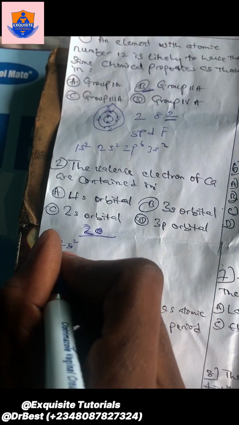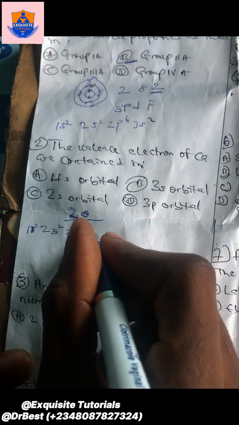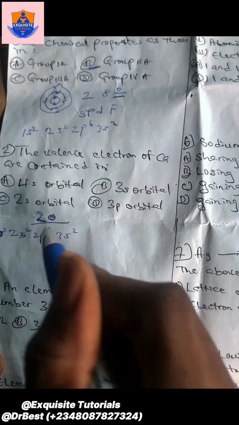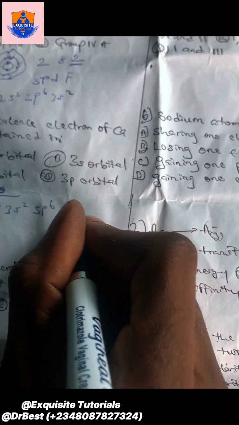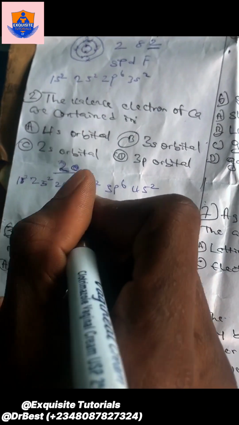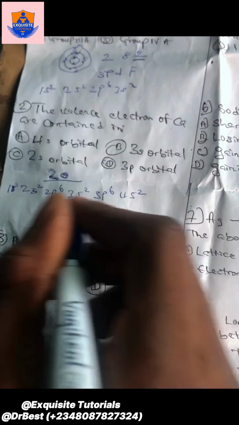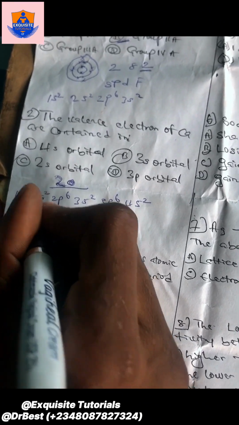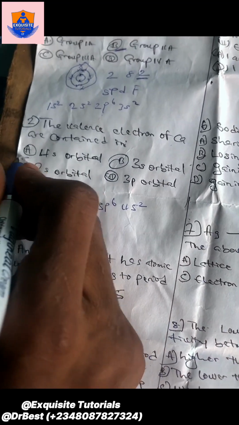So you are going to have 1s2, 2s2, 2p6, 3s2, 3p6, 4s2. Yeah, so you add this up: 2, 4, 10, plus 2 is 12, plus 6 is 18, plus 2 is a total of 20. Which tells you that the valence electron of calcium is contained in the 4s orbital, just like we see here.